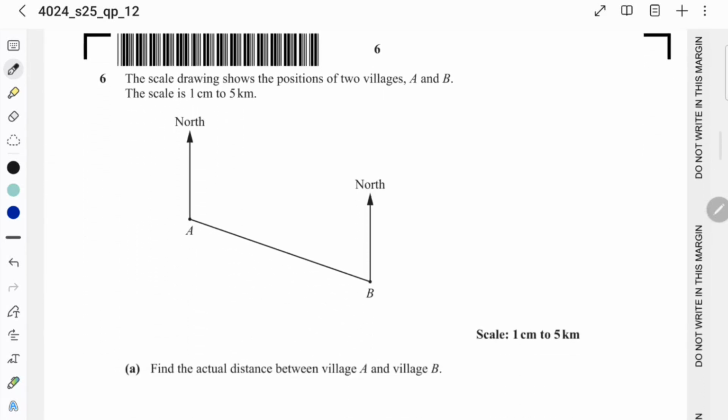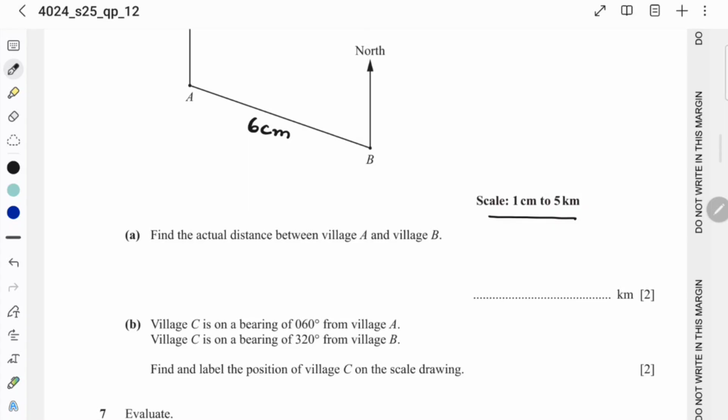Question number 6. The scale drawing shows the position of the two villages A and B. The scale is 1 centimeter representing 5 kilometers, and it's written here below also. They are just asking you to find the actual distance between village A and village B. For this, we need to measure with the help of the ruler the length of AB. I've measured that this is coming 6 centimeters. Maybe you'll be getting 6.1 or 6.2, but I'm getting 6 centimeters there.